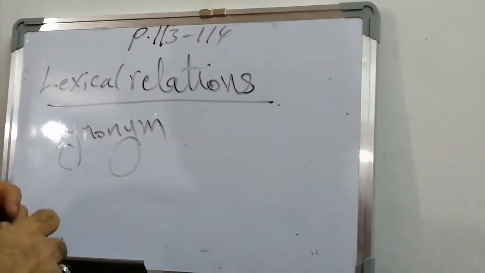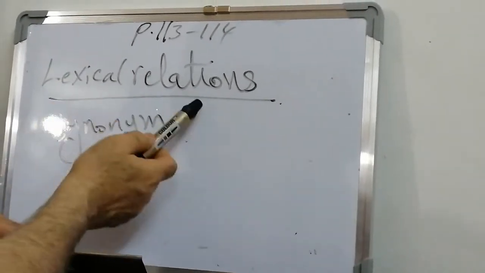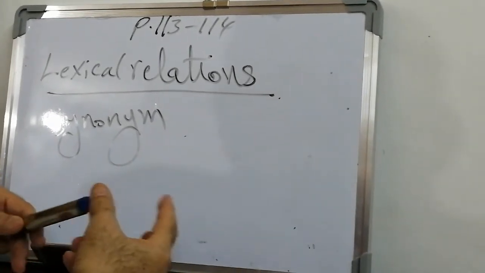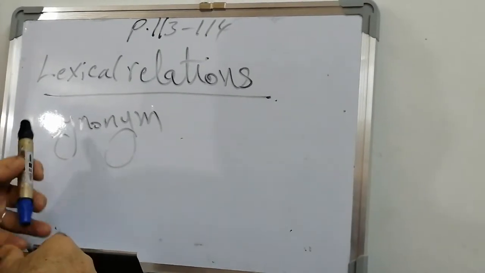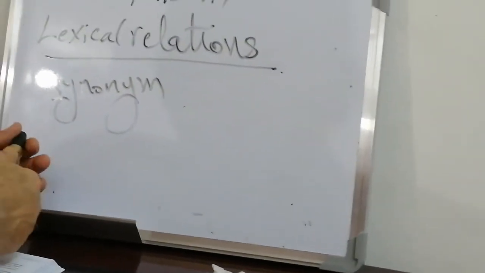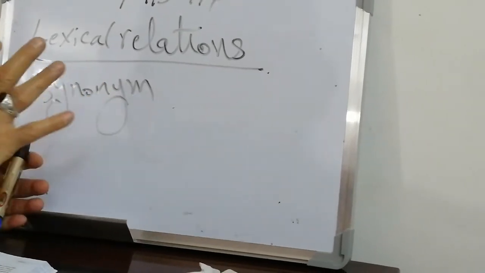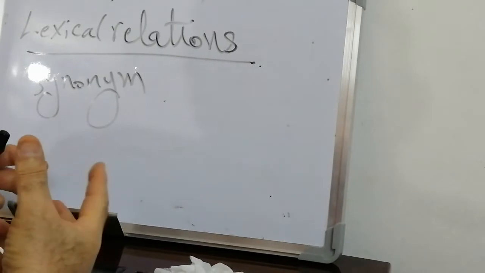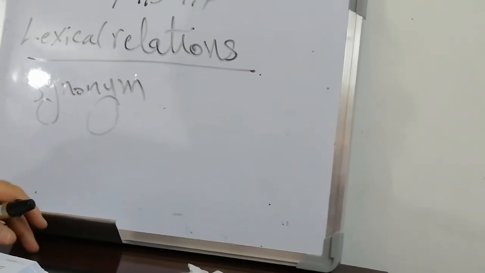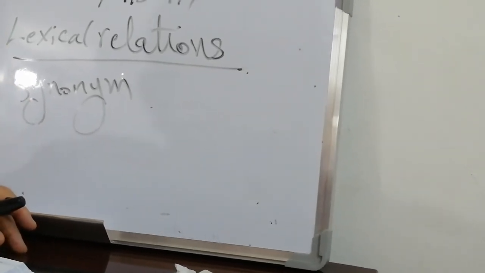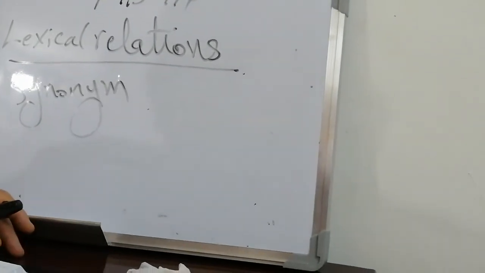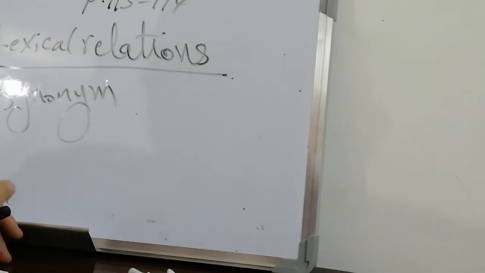These relations between words, which we call lexical relations, العلاقات، علاقة الكلمات فيما بينها. First of all, it is embodied, تتجسد, in the first lexical relation, which we call what? Synonym. Through synonym, the notion of lexical relations will be clarified. What does synonym mean? Synonym means two or more words having closely related meaning.